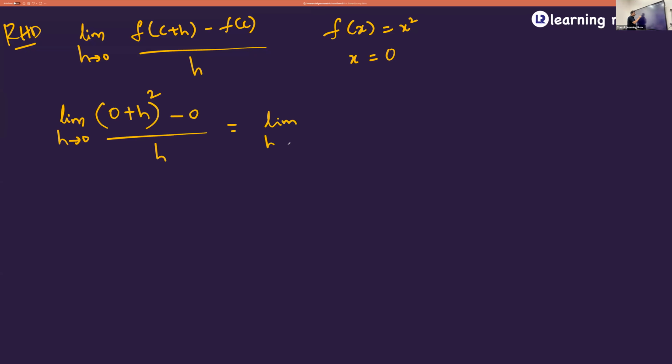So limit h tends to 0, h square divided by h. One h will get cancelled. So this is going to be limit h tends to 0 of h. Then you will substitute the 0. You will get a 0.